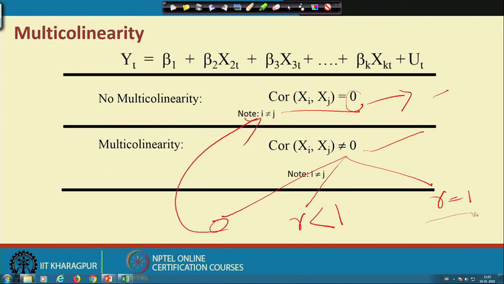Now, when r equals 1, that means the correlation among the regressors is 1, it is a question of perfect multicollinearity, and in this case the model cannot be used for any kind of prediction. But in the case of less than 1, it depends upon the degree of correlation, and that is called imperfect multicollinearity. If the correlation coefficient is close to 1, the degree of the problem will be very high. When it is close to 0, the degree of the problem will be very low.